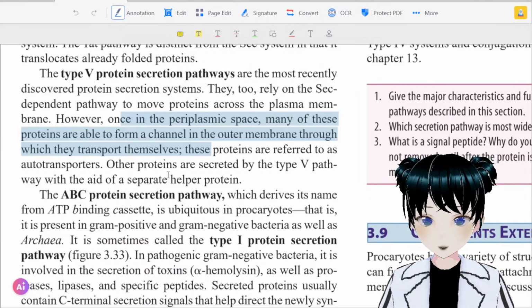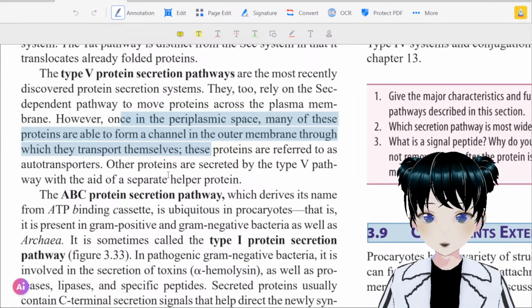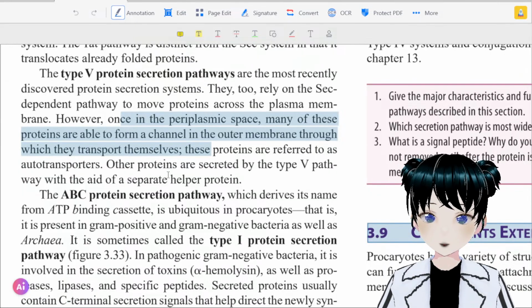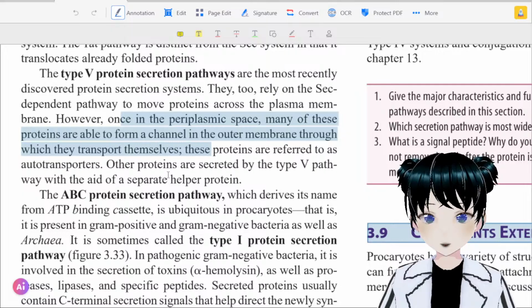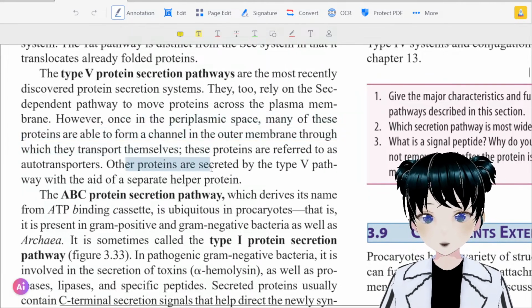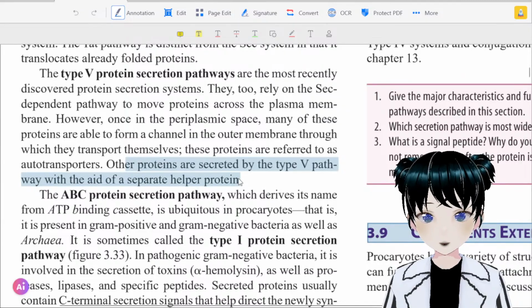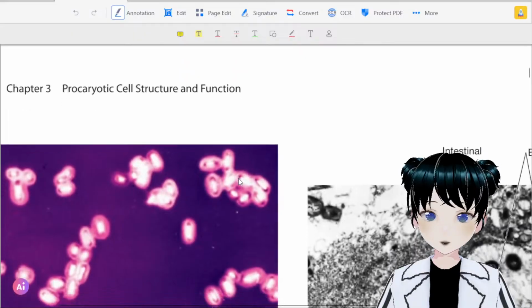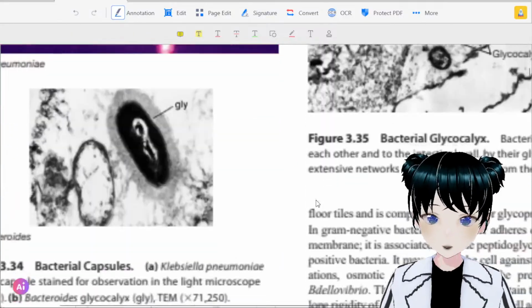Autotransporters form the channels in the outer membrane itself, and then they transport themselves as well, and they help the other ones after they make the channels, and then they just disappear after transporting. Other proteins are secreted by the type 5 pathway with the aid of separate helper proteins. Yeah, they do need helpers, but they can form channels as well.